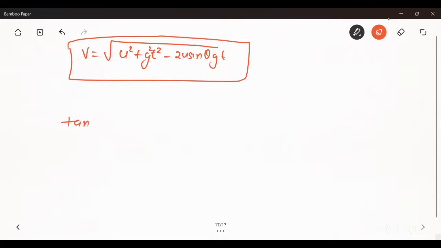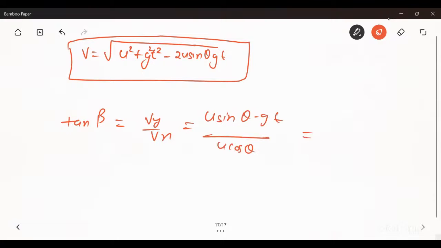Now come to tan beta, meaning the angle at which it will be fired. So Vy upon Vx is equal to (u sin theta minus gt) upon u cos theta. So on putting, you will get tan theta minus gt by u cos theta as the answer.